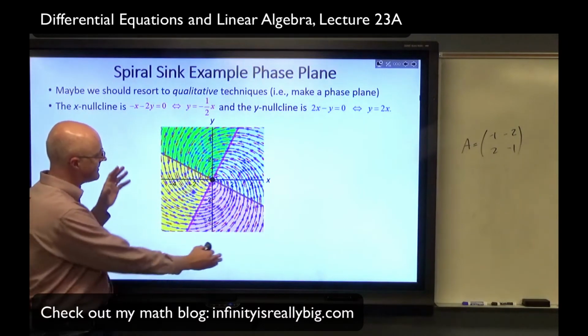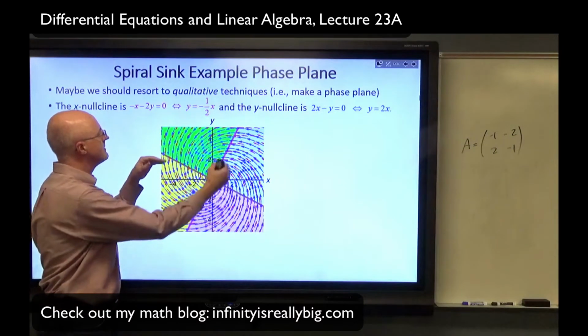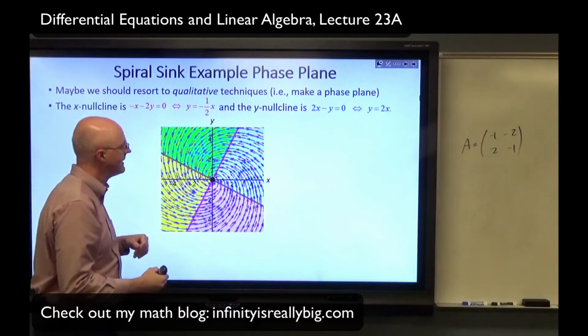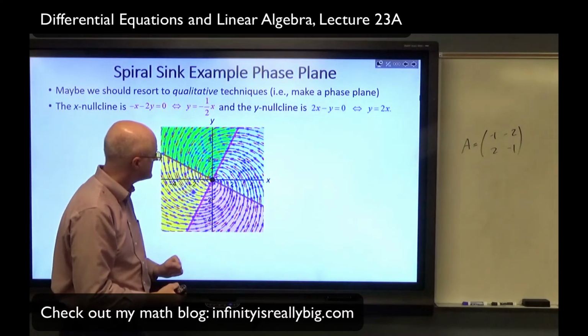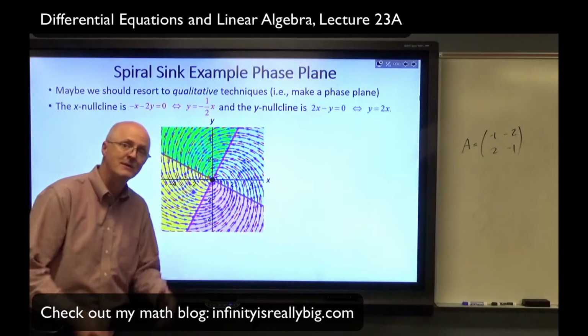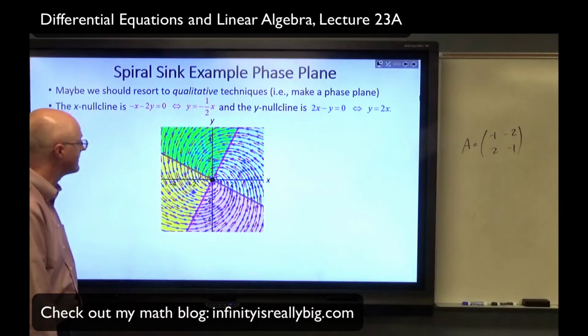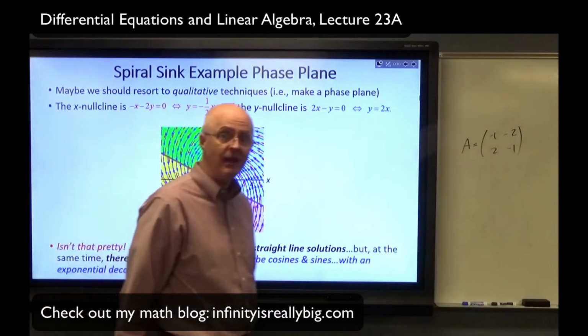dx/dt is positive, rightward motion in pink and yellow, negative, leftward motion in blue and green. dy/dt is positive in pink and blue regions, and negative in yellow and green. And again, we're going to try to stay consistent with this coloring for the rest of the semester here. Isn't that pretty? And yeah, it looks like there are no straight line solutions.